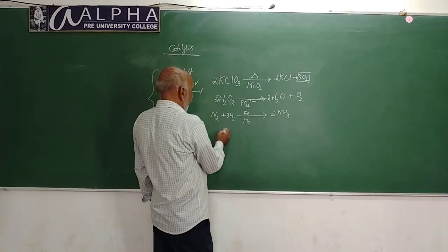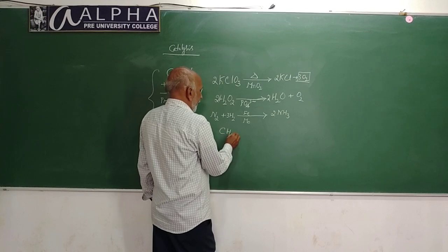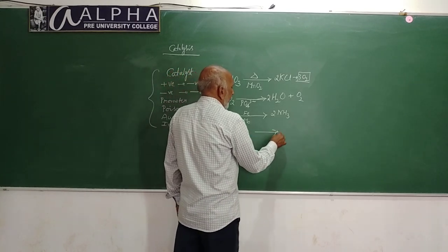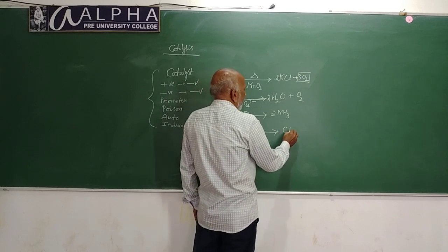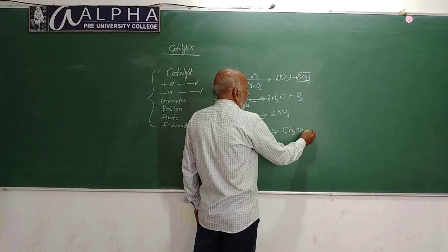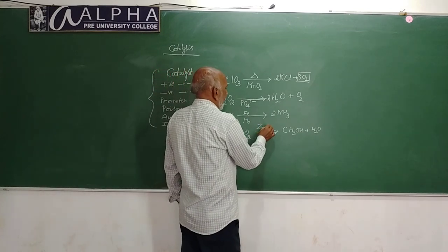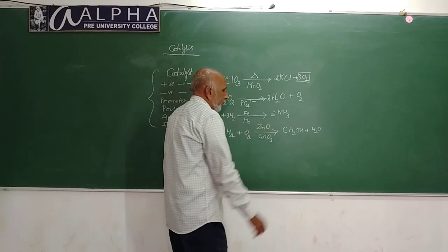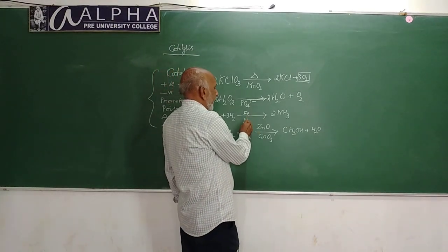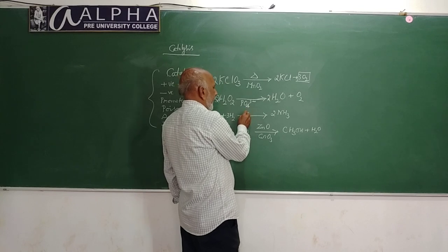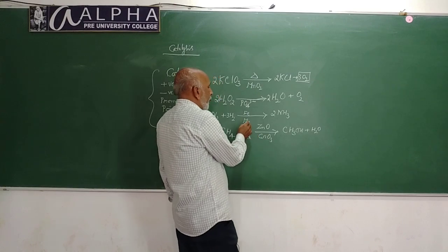Even in the case of conversion of methane, of course oxidation of methane to form methyl alcohol, zinc oxide and chromium trioxide are used. Here molybdenum acts as promoter to iron catalyst. Here zinc oxide acts as promoter.